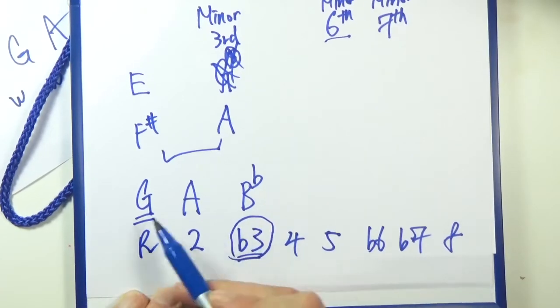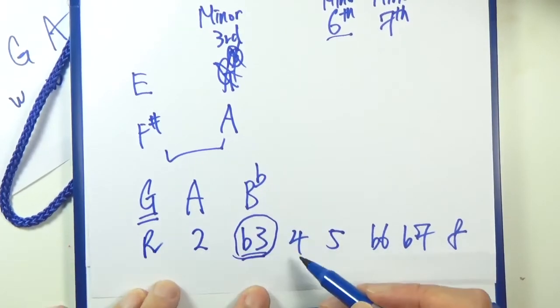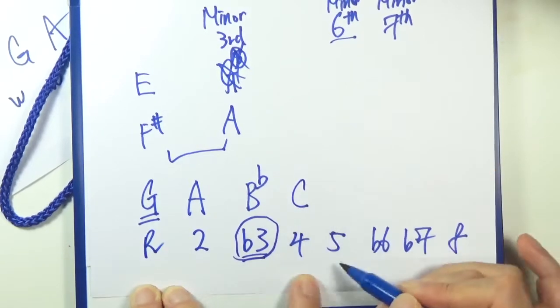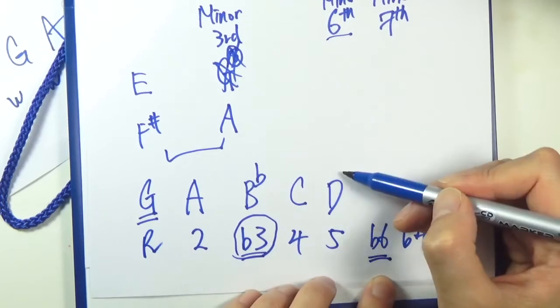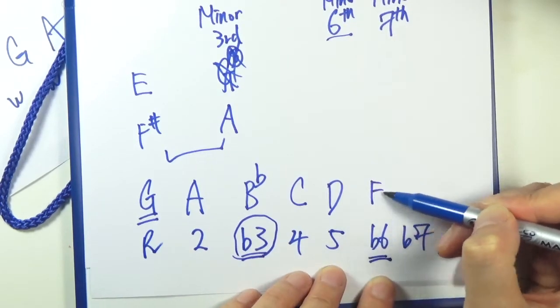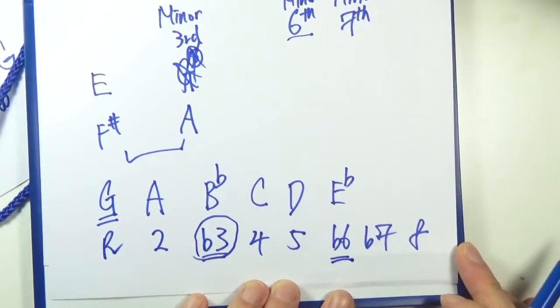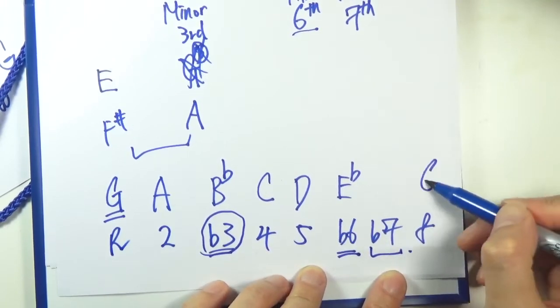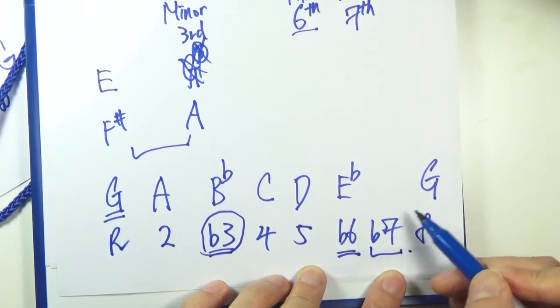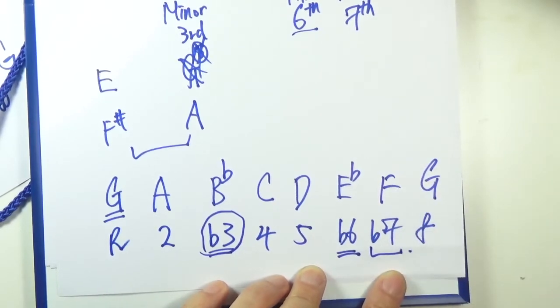So flat 3, minor third interval. Perfect fourth: G, A, B, C. Perfect fifth: G, A, B, C, D. Minor sixth: you pretty much take the fifth and add a half step, so that should be an E flat. Flat 7: you can count a whole step backwards from the root G, so it should be an F.